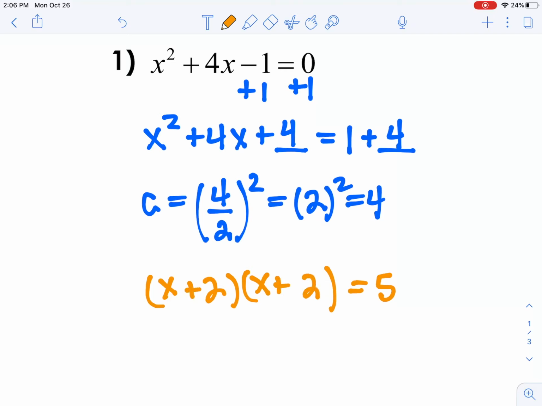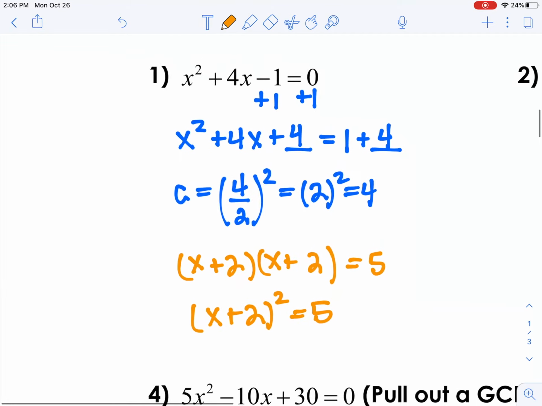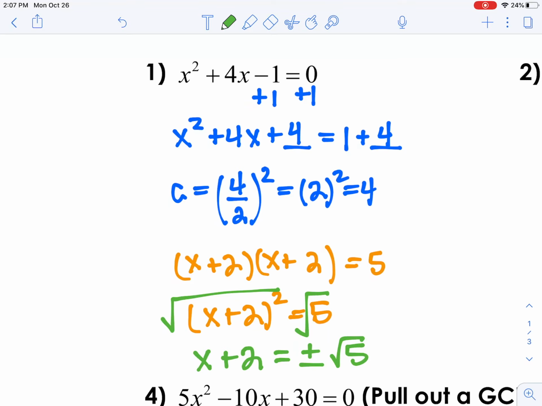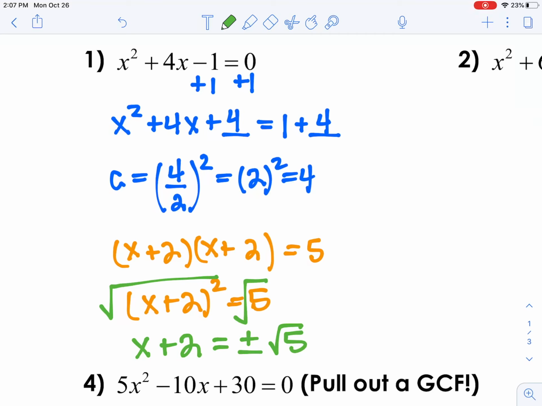They both have to be plus. So now I can rewrite this as x plus 2 squared is 5. This is something that we can solve by taking the square root. Doing so gets us x plus 2 equals plus or minus the square root of 5. We can't simplify that.